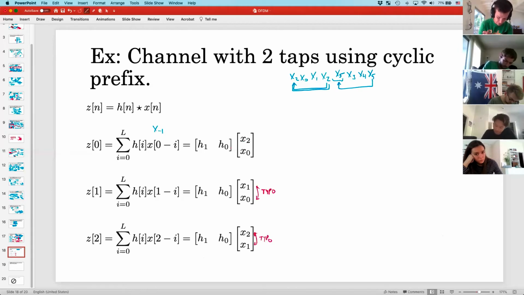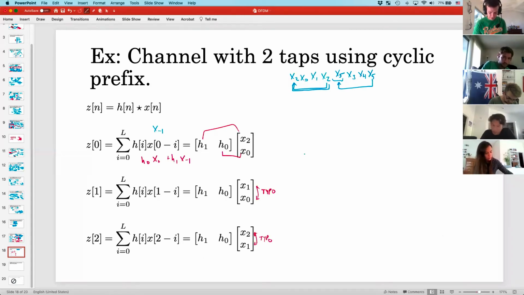And now let's double check this one. So this is h0 times x0. Yeah, that works. And then plus h1 times -1. Yep, okay, so I got the first one right, but none of the other ones.